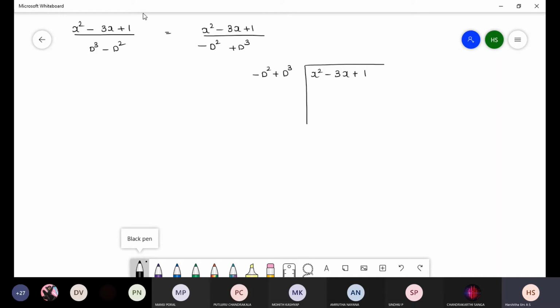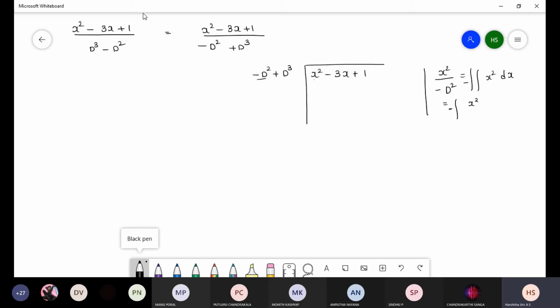So what we have to do in this case, first is x square. So x square divided by the first term, minus D square. This means minus double-time differentiation of x square into dx. So first, integration, double-time integration of x square into dx.